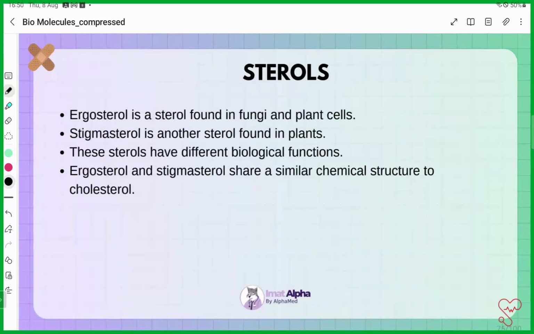Ergosterol is a sterol found in fungi and plant cells. Stigmasterol is another sterol found in plants. These sterols have different biological functions. Ergosterol and stigmasterol share a similar chemical structure to cholesterol, made up of rings.